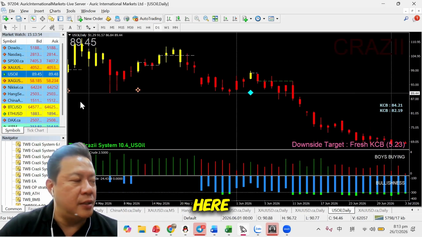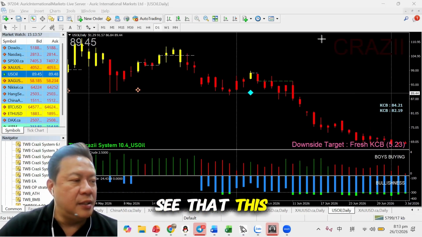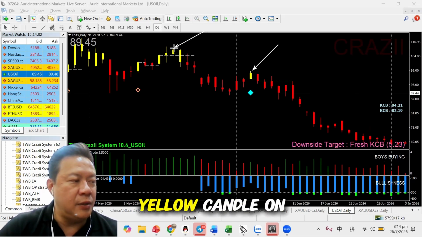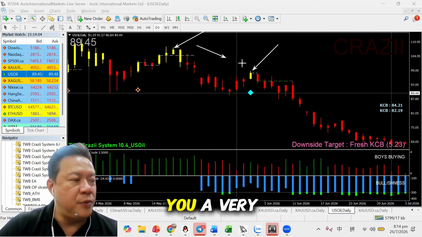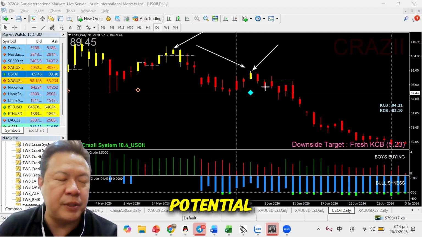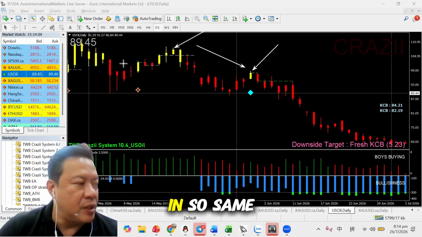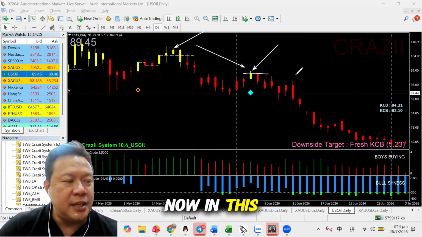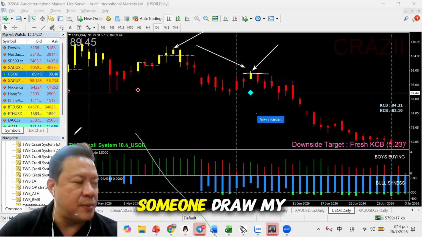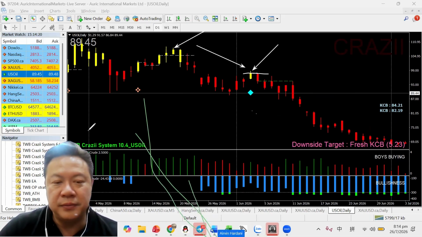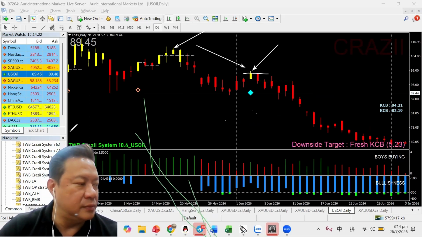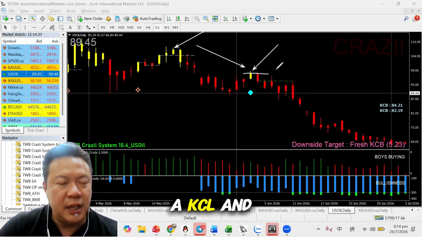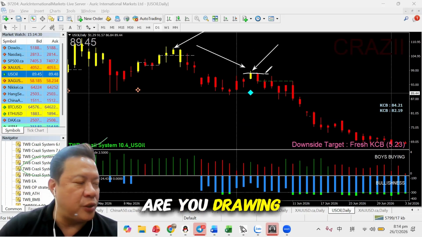Okay, so let's take a look here. You can see that this is a yellow candle on its own versus the other yellow candle on the left side. This will give you a very strong indication that there could be a potential downtrend coming in. So same thing, the step to do is to draw a line at the closing price. Now in this case, it's a KCL. Okay, someone is drawing on my screen. Oh dear, who's drawing on my screen? Okay, so it's a KCL, and Arvin, are you drawing on my screen, Arvin?